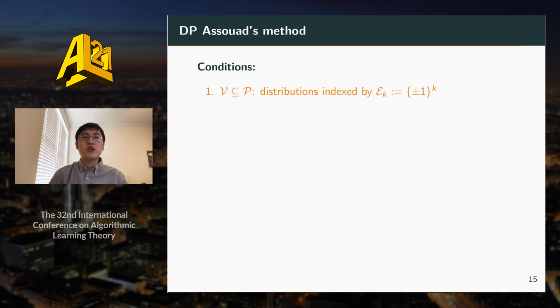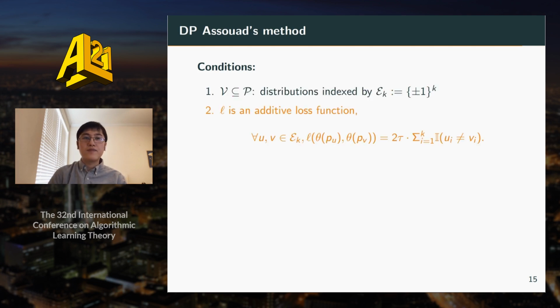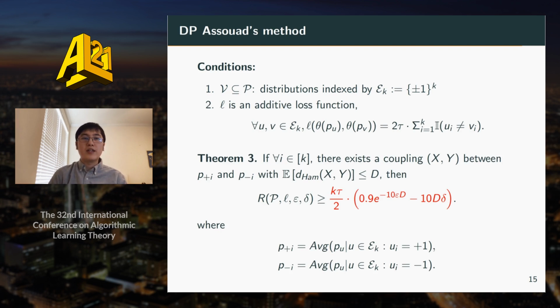Finally, we show a DP Assouad method, which can be used for both pure DP and approximate DP. It can also be used in multivariate classification and estimation problems. However, it has some requirements on the loss functions. Let V be a subset of the distribution space P, which are indexed by some v in E_k, which is defined as plus 1, minus 1 raised to k, which has all the k-bit strings. And we further assume that L is an additive loss function, which means that for two vectors u and v, theta of Pu and theta of Pv, the loss between them can be measured by how many bits u is different from v. Then we introduce our DP Assouad method.